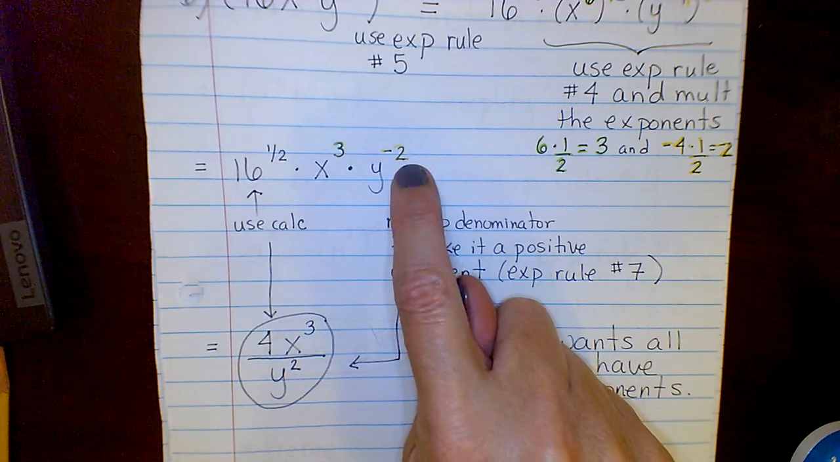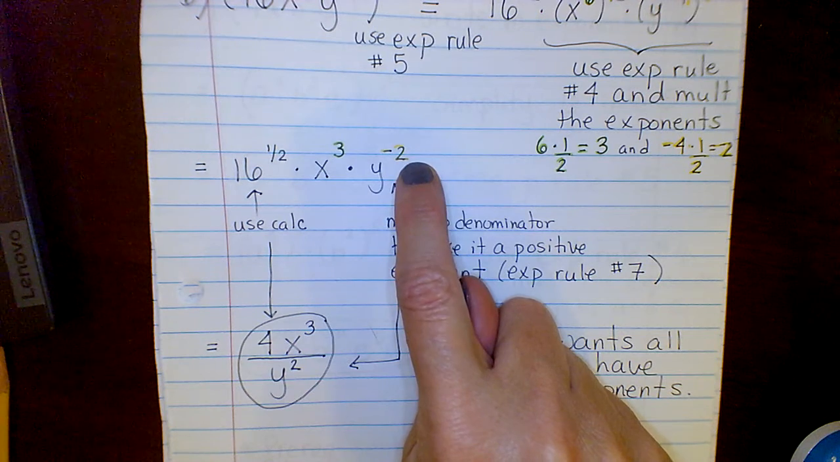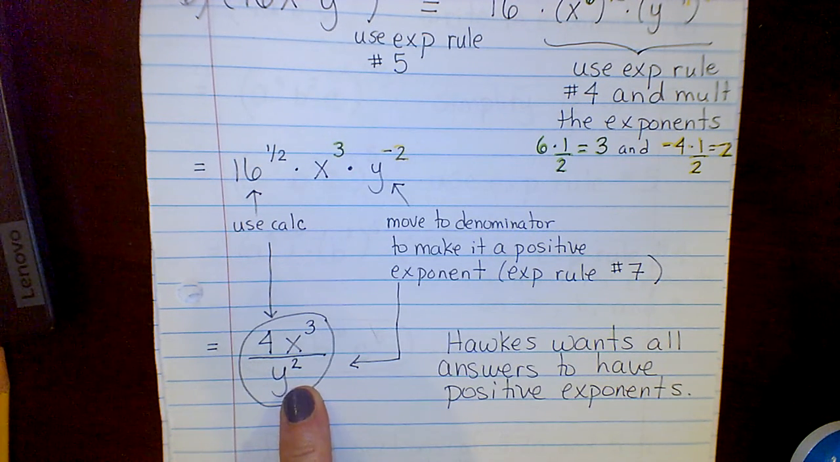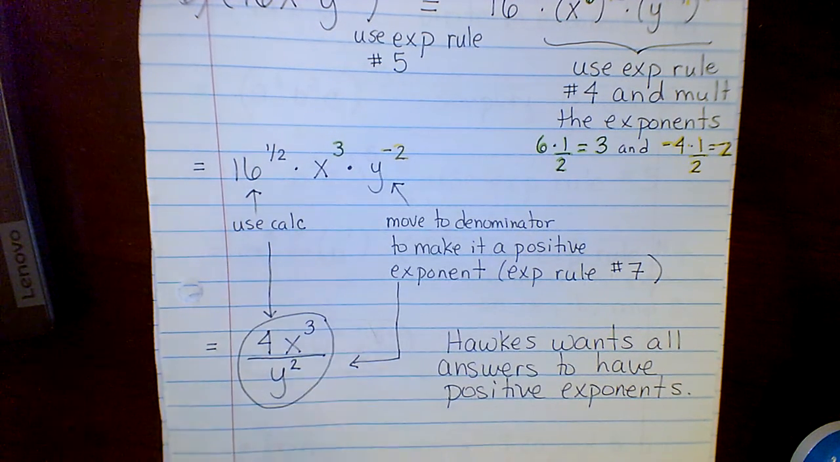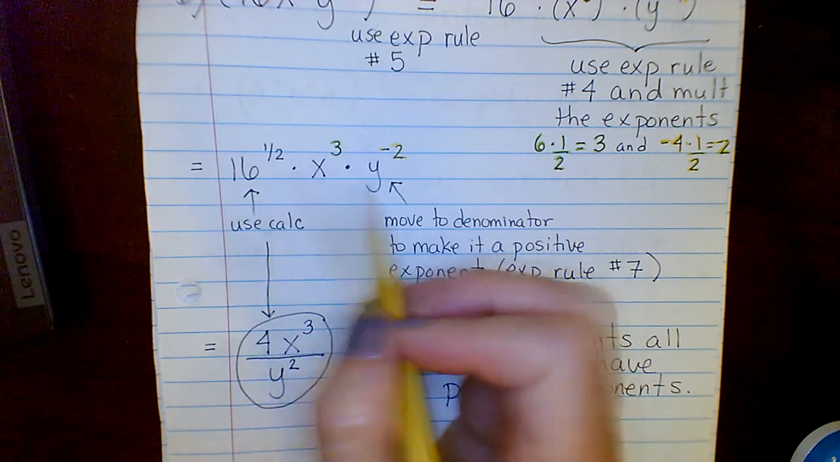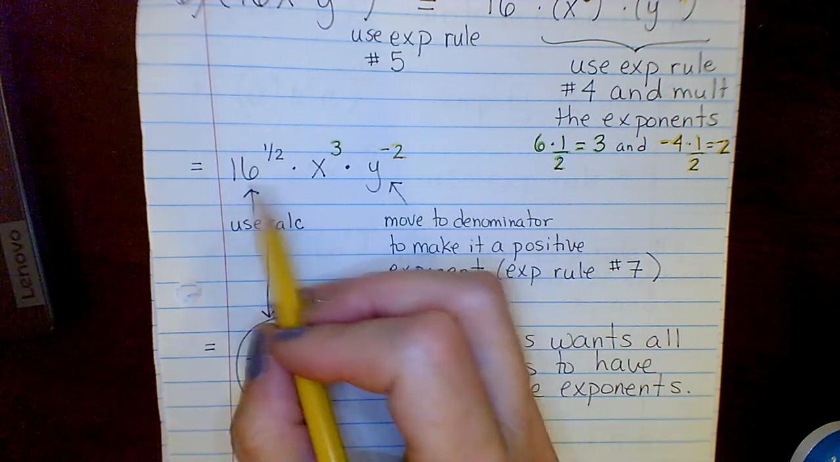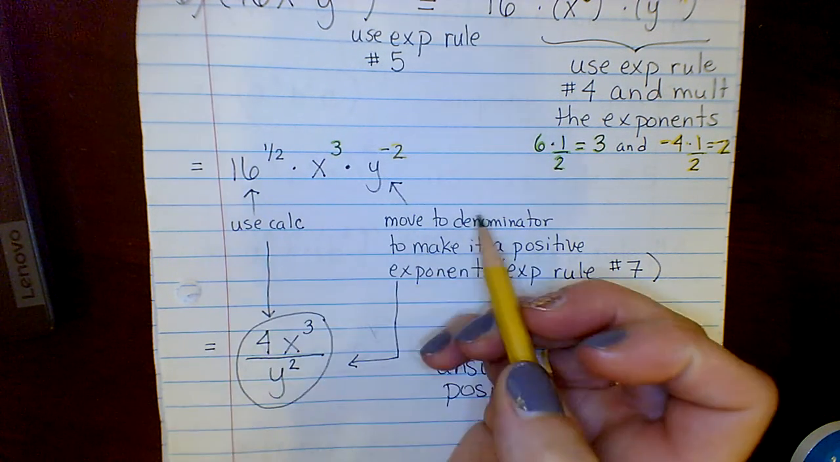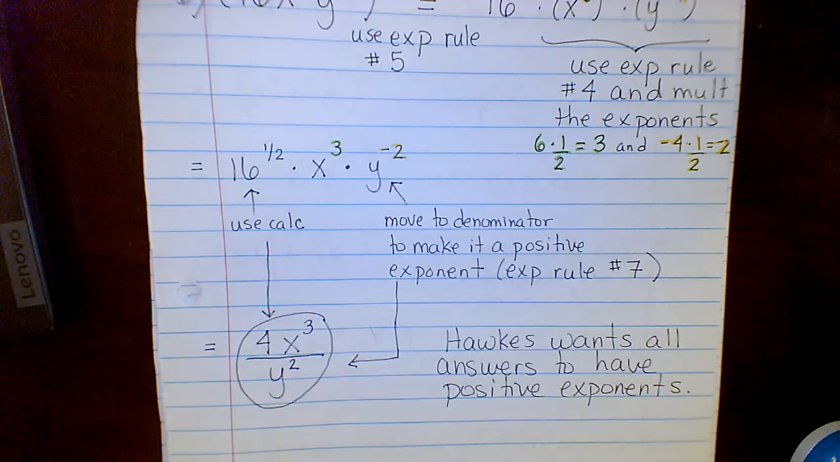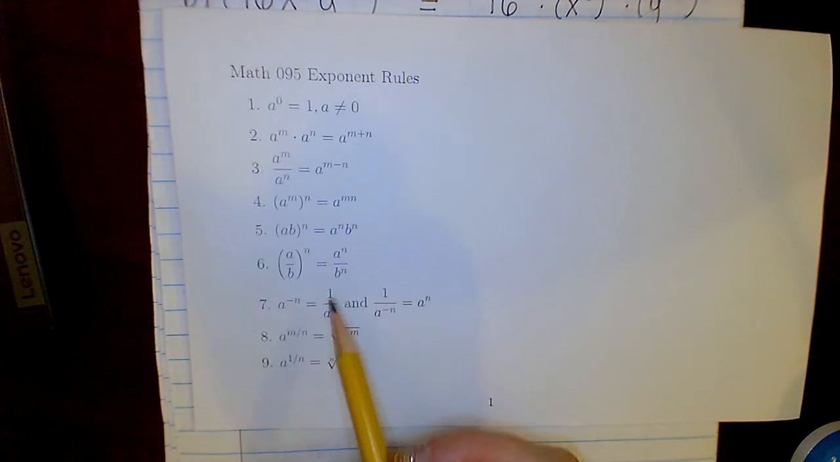Because this is a negative power in the numerator, I can move it to the denominator and make it a positive power. Now I know you might be thinking, what numerator, what denominator? Well, remember, these are all the numerator of a fraction. You can write it as over 1. So all I'm doing is moving this down using this first part of rule number 7.